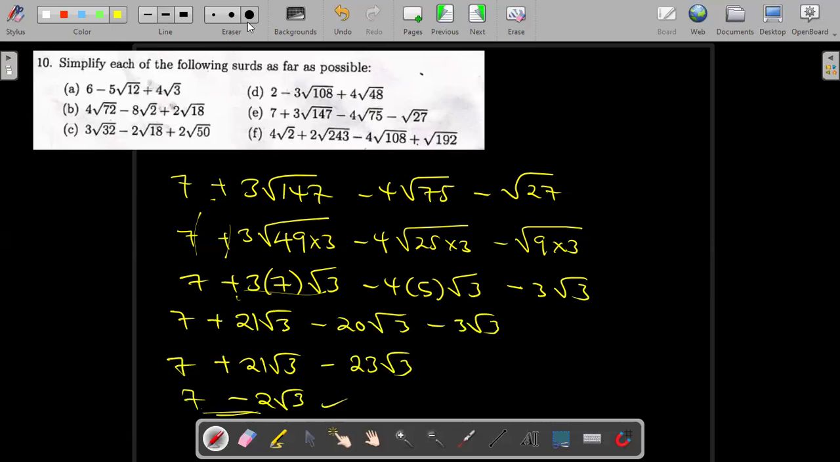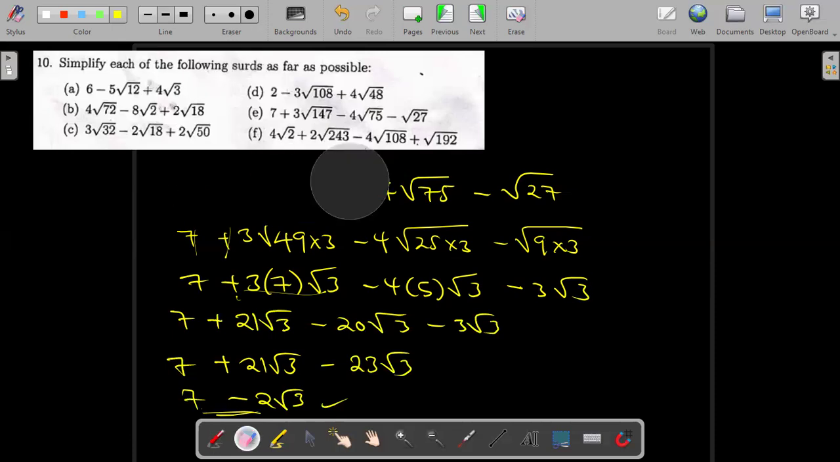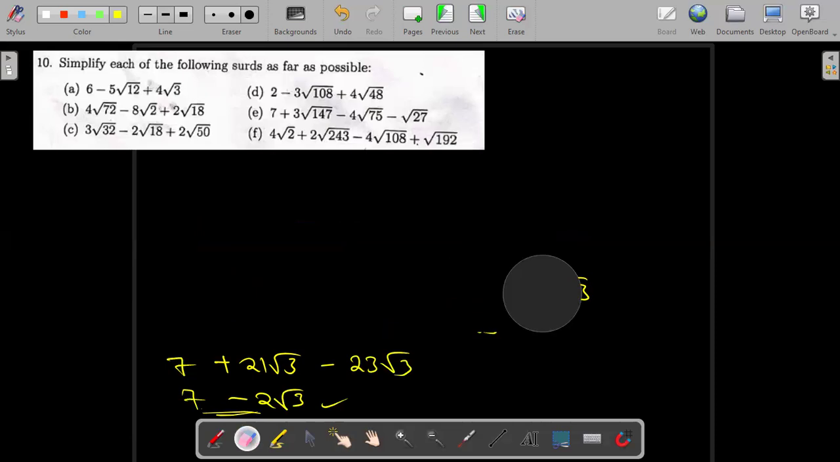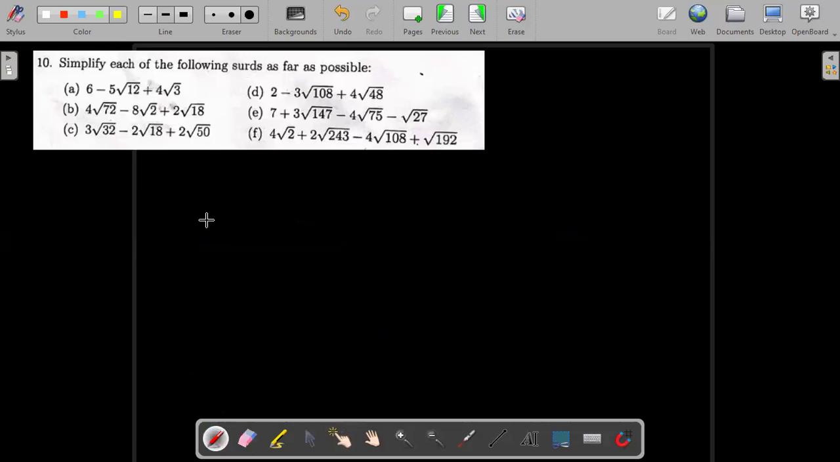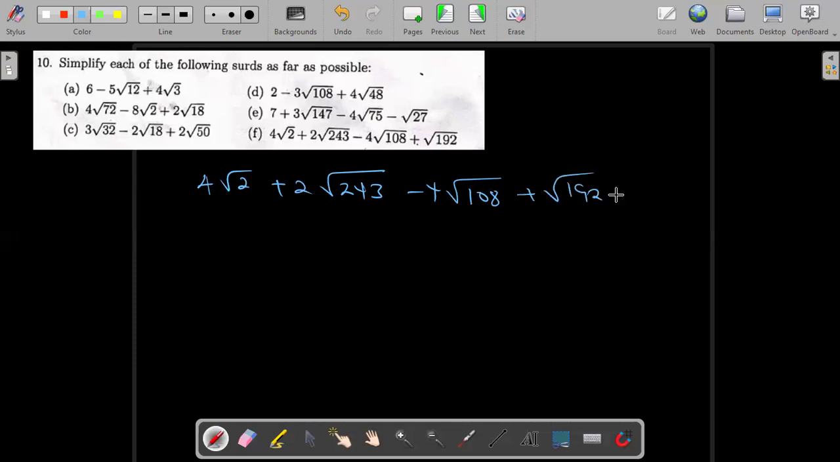Do the last one for this part, then move on to the last part for this class. So this one then gives us, so we have 4 root 2, then plus 2. There you have 243 minus 4, then you have root 108, then plus root 192. So how are we going to work around this one?